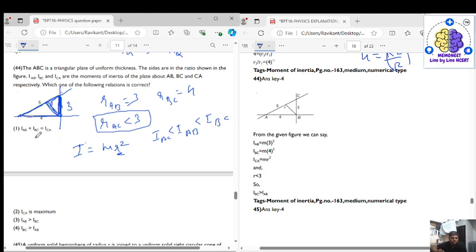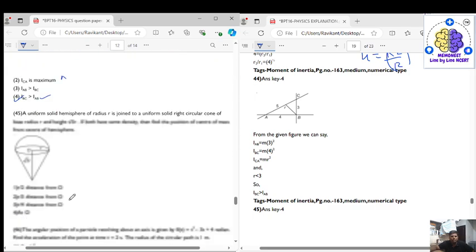So according to this, this cannot happen, right? Because this is less, and they are saying that this is the sum of these two. So if this is least, this cannot be the sum of the other two moments of inertia. This is not maximum, this is the minimum. IAB is smaller than IBC, so IBC is greater than IAB. Yes, this is correct. So the correct answer is option 4.